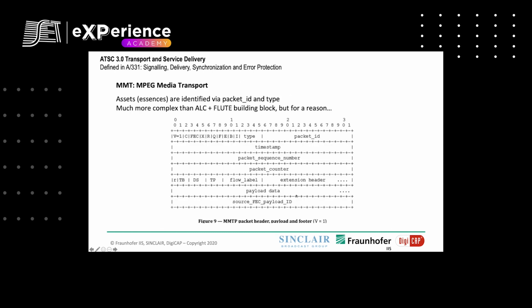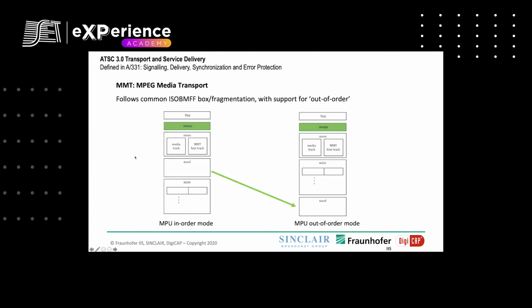Now, looking at MMT, assets, instead of being delivered like ROUTE/DASH via a unique transport stream identifier, are identified via what's called a packet ID and type. This looks much more complex than the ROUTE/DASH model, but there's a very important reason. At first glance, MMT follows the common ISO-BMFF box and fragmentation model, which looks very similar to ROUTE/DASH. But there's one important difference.